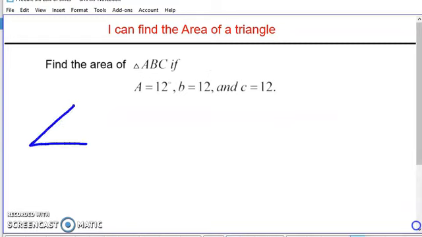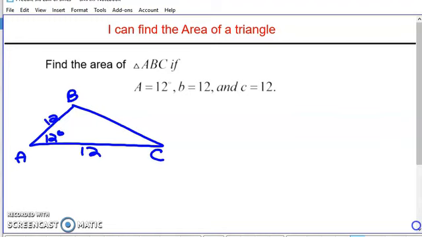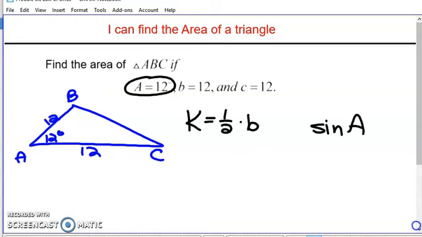Again, I think it's kind of nice to draw a picture just so I can see what's going on. Boy, a lot of 12s here for whatever reason. Now, if I were going to pick a formula, I'm looking for the area, but I look at what angle I'm given here, and I want to match it to a formula. The angle I'm given is A. So if I follow the formula that goes with this, that's what it's going to look like.